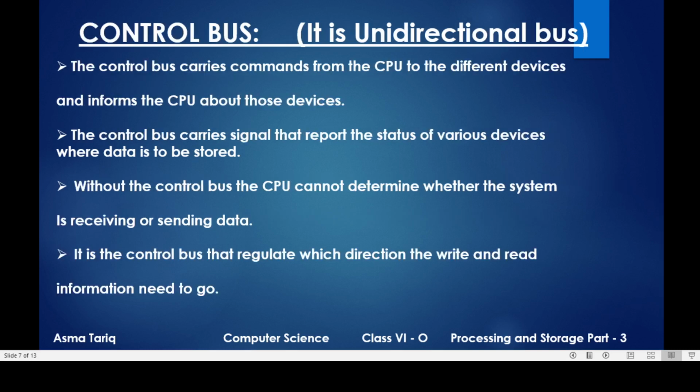The control bus is a unidirectional bus, and it carries commands from the CPU to the different devices and informs the CPU about those devices. The control bus carries signals that report the status of various devices where data is to be stored. Without the control bus, the CPU cannot determine whether the system is receiving or sending data. It is the control bus that regulates which direction the write and read information need to go.